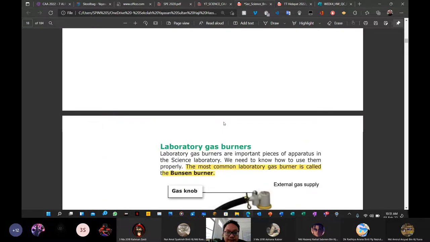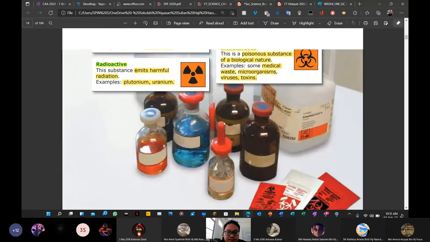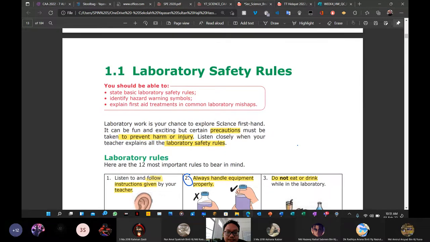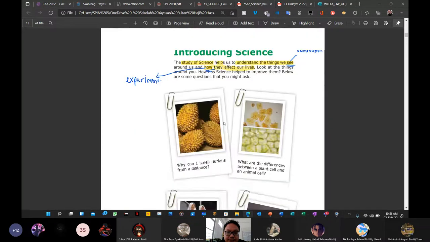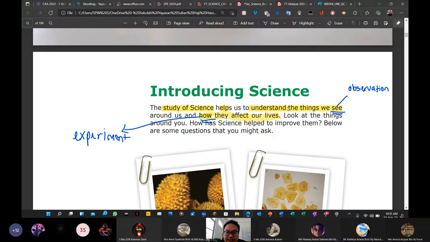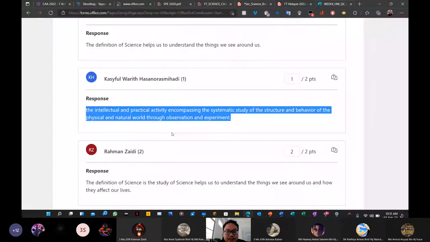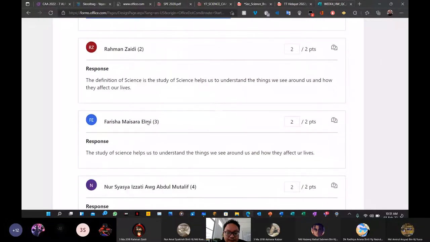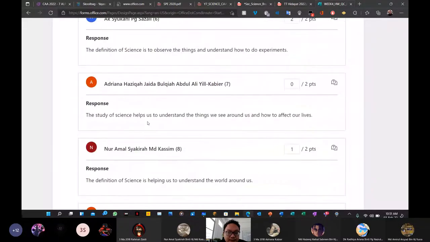If you refer to your textbook, the definition of science is on the very first page. Study of science helps us to understand the things we see and how they affect our life. If you mention see, which means observation, and if you mention how, which is experiment, then you get it correct. However, if you Google the answer and copy paste, you don't get the marks. There are several of you who did that.